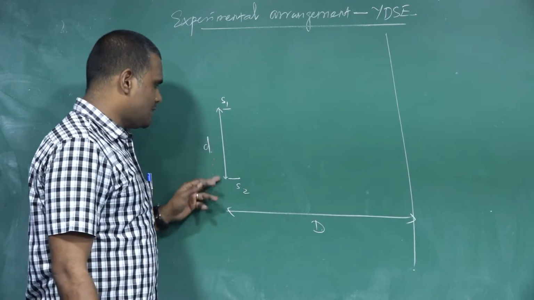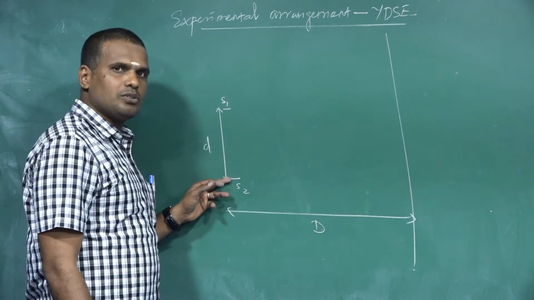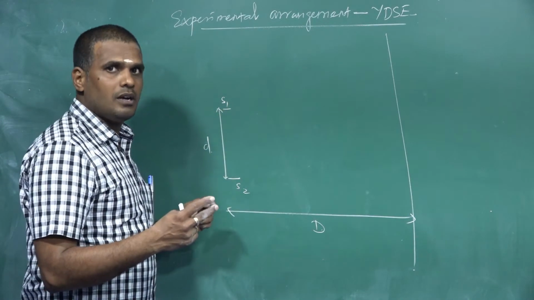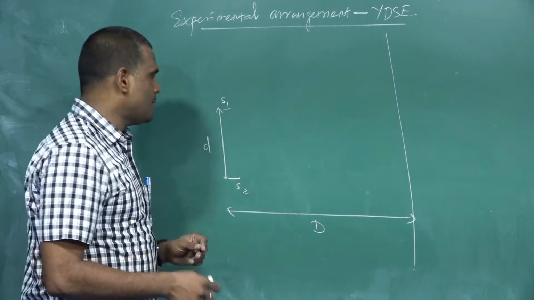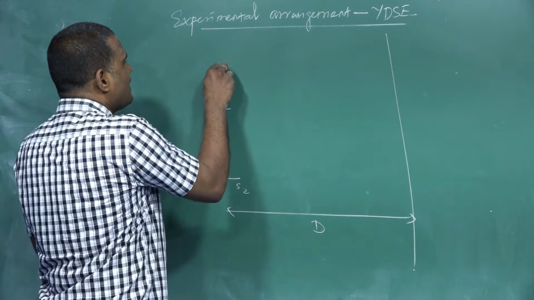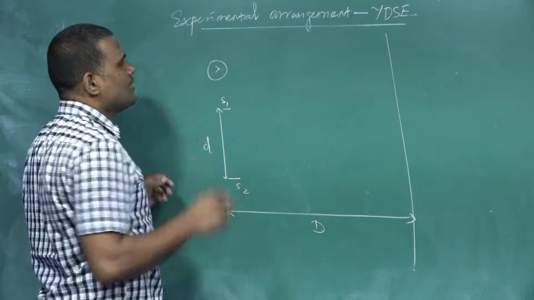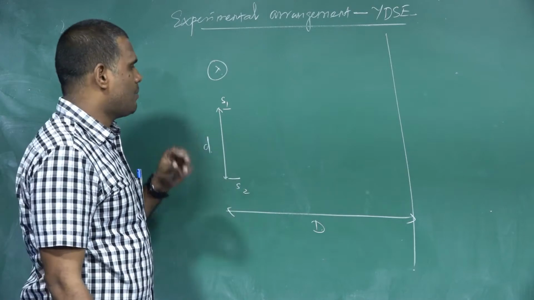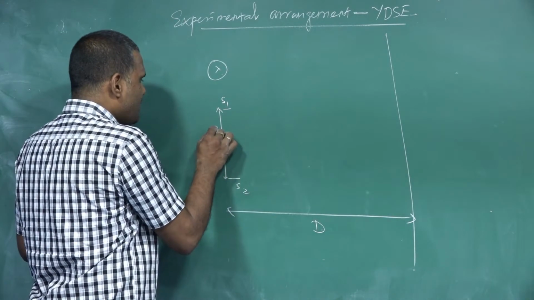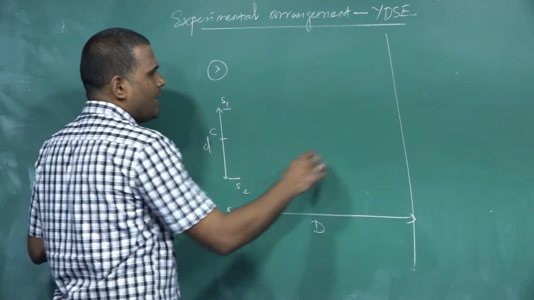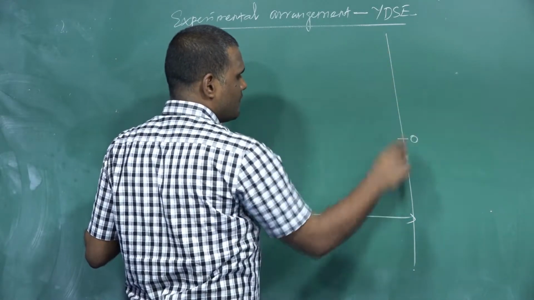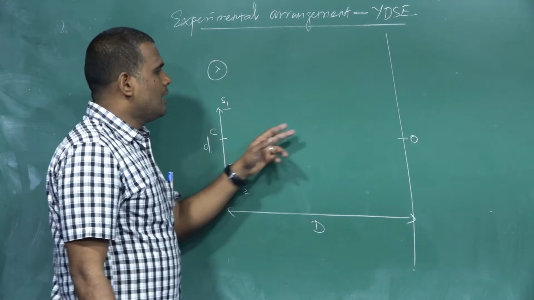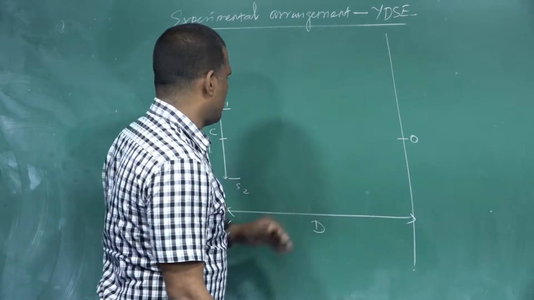As I am saying, d is the distance of separation between the two slits S1 and S2. The slits S1 and S2 act as the two coherent sources which produce the interference pattern. The wavelength of the light coming from the two slits is taken as lambda. Let us say C is the midpoint of the two slits S1 and S2, and O is the midpoint on the screen.